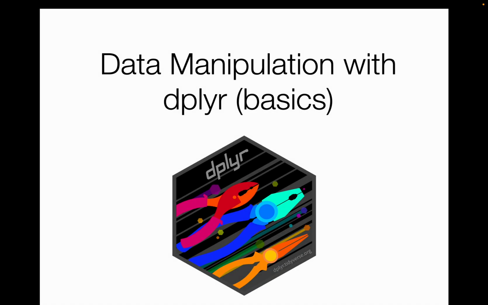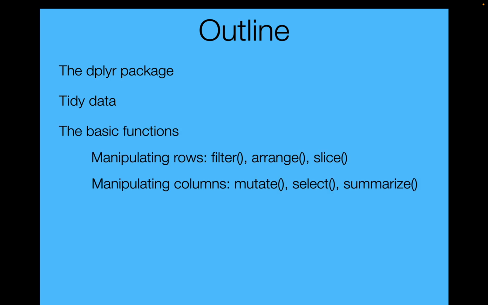So here's data manipulation. We're going to go and talk through the basics. We'll talk about the tidy data principle for just a second, and then we'll work on the basic functions. First, we're going to manipulate rows, then we're going to manipulate columns, and then there are some other functions that are going to help us also in the future. And so we'll split this video up into a couple parts. We'll just do the rows first, then we'll work on columns and others.